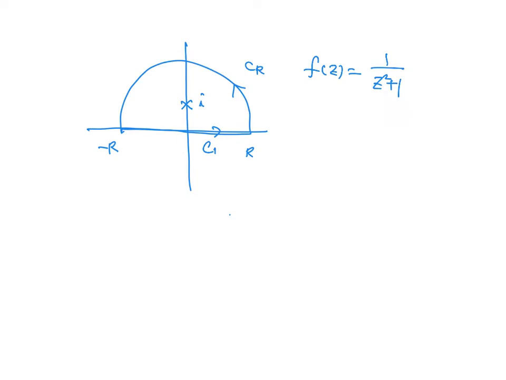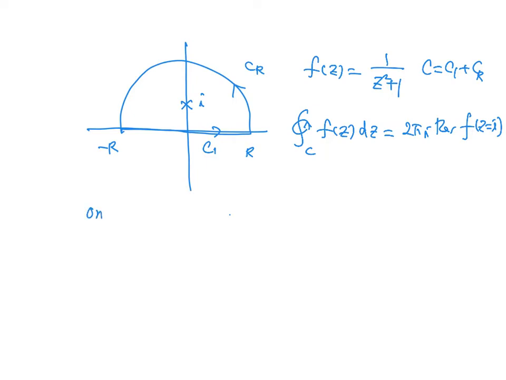Plus 1, then we found that there is a pole inside of this half circle, right? I. So we know that if we do this integral over C, where C is C1 plus CR, it equals 2 pi i times the residue of f(z) at z equals i, right? So we already know that if you apply Cauchy's integral formula, then we get this result.